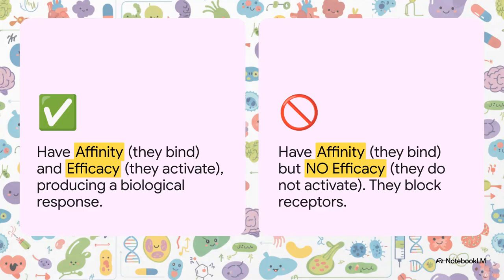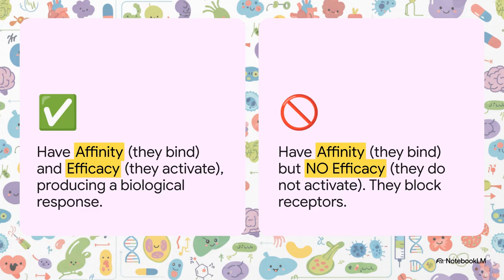It all boils down to 2 words we've already learned: affinity and efficacy. Affinity is just the ability to bind. Efficacy is the ability to activate the receptor after binding. An agonist has both. It binds and it activates a response. An antagonist, though, has affinity but 0 efficacy. It's like a key that fits perfectly into the lock but then snaps off.